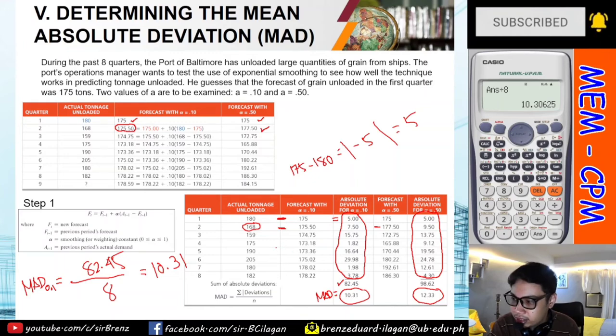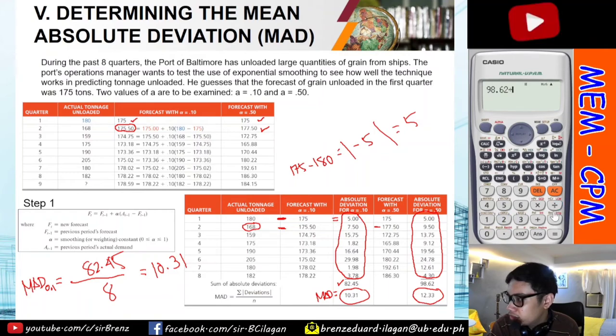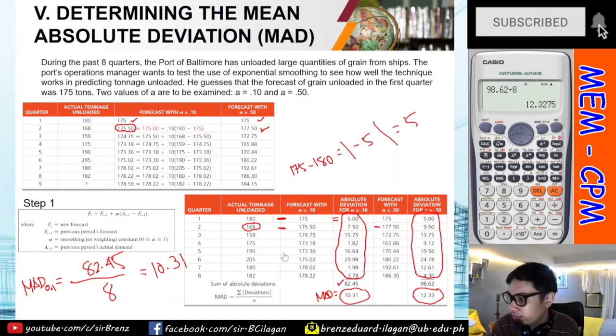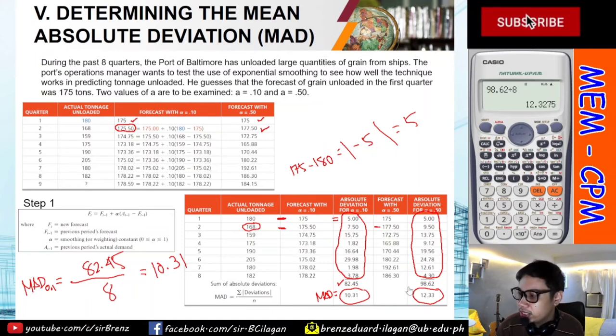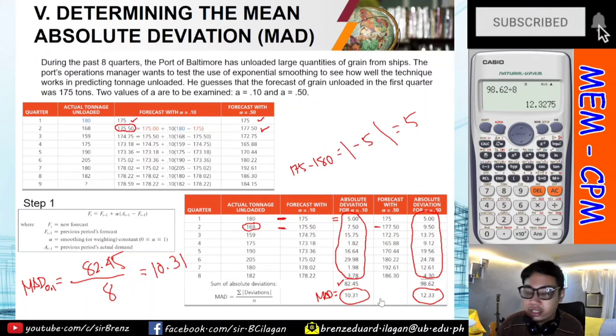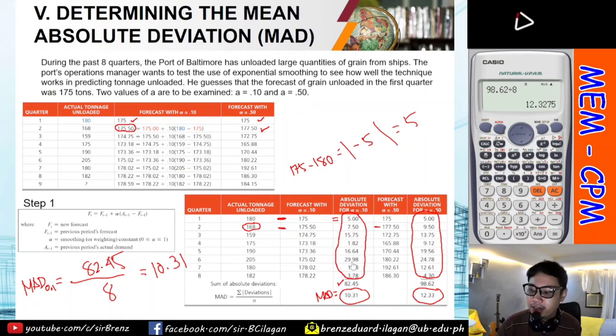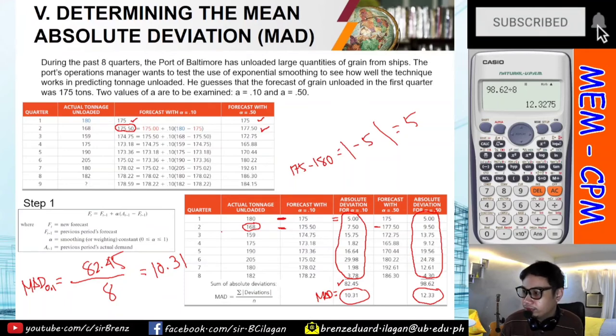And, same lang din ang gagawin dito ha. So, yung 98.62, so, divided by 8. Kaya nakuha yung 12.33. Okay? So, most computerized forecasting software includes a feature that automatically finds the smoothing constant with the lowest forecast errors. And some software modifies the value if the errors become larger than acceptable. So, meron daw may mga software na para compute to. So, hindi na natin kailangan manu-manuhin. Okay?